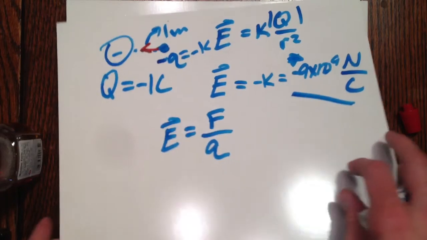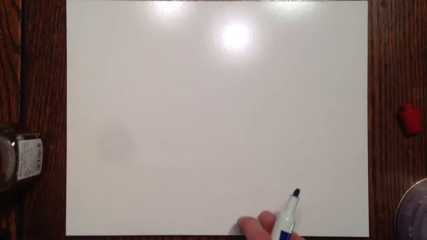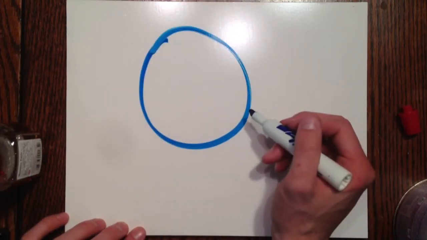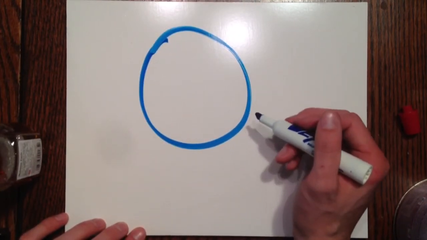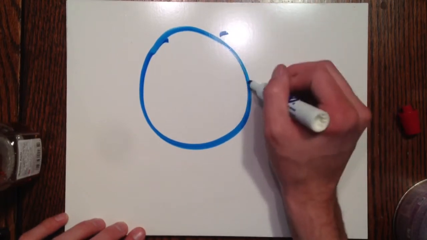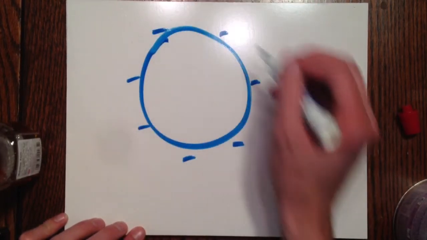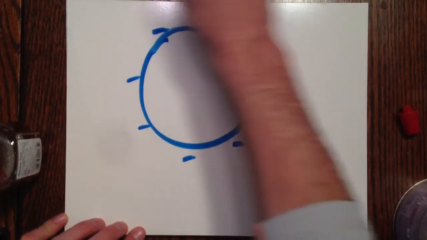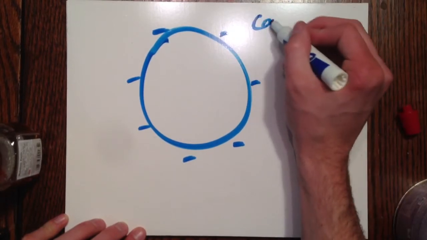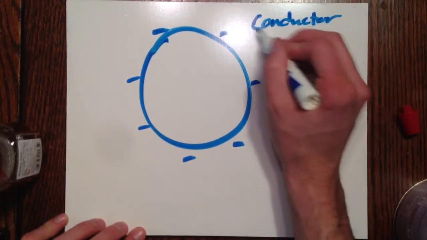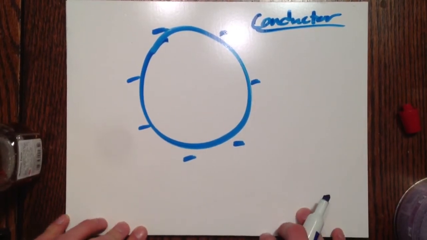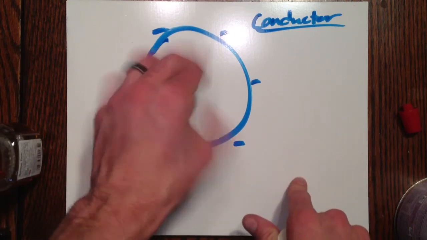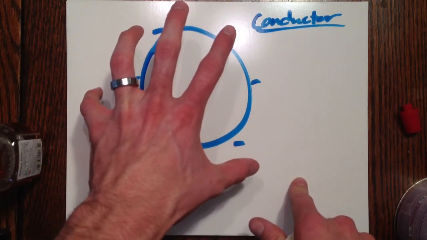Now, that's all well and good for point charges. But what happens when we have something that's a little bit more complex, like the Van de Graaff generator that I showed you guys, where let's say that it's got negative charge all throughout, all on its outer surface. Anytime you are dealing with a conductor, this is ever so important. Anytime you're dealing with a conducting material, such as a metal sphere, all of the charge goes to the outer surface.